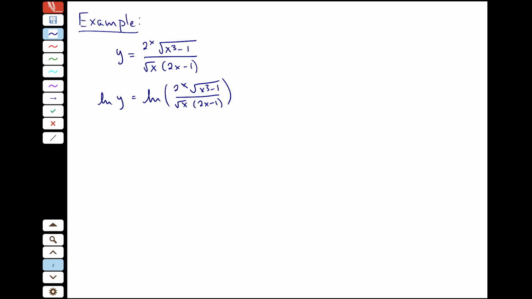Now what I can do, because on the right-hand side I have a logarithm, is I can split this up using logarithm rules. For starters, I have a fraction, so I can write this as the natural log of 2 to the x times the square root of x cubed minus 1 minus the natural log of the square root of x times 2x minus 1. And now I can keep going.